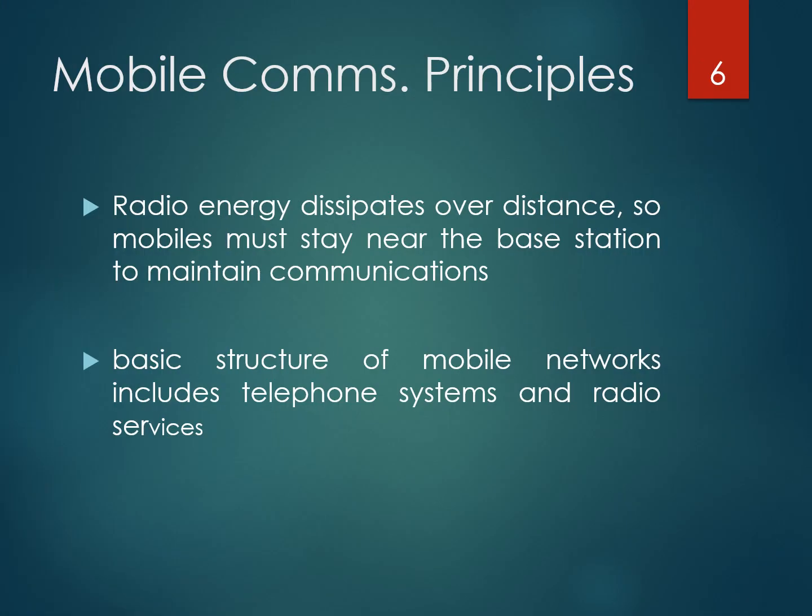Mobile communication principles show that radio energy dissipates over distance. That is, how far your radio signal can travel and how long it can keep its strength without distortion. So the mobile must stay near the base station, which means you will get good quality signal. If the mobile moves away from the base station, you will have some weakness in the signals. So the basic structure of a mobile network includes the telephone system and radio services, which we will see.